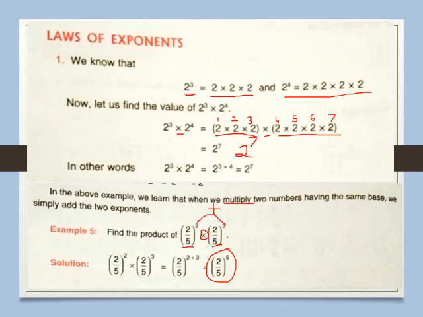So what will we do? We will add them. Why will we add them? Because the sign in between is a multiplication sign, so we have to add the powers. Here 2 upon 5 raised to the power 2 into 2 upon 5 raised to the power 3. Writing in the combined way, 2 upon 5 raised to 2 plus 3 gives you 2 upon 5 raised to the power 5. This is the final answer of your example 5.